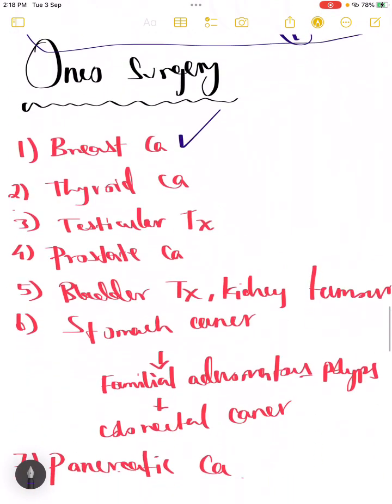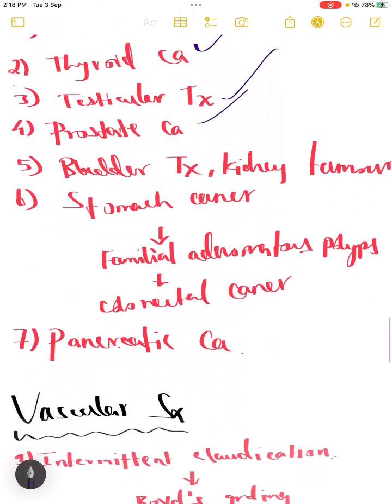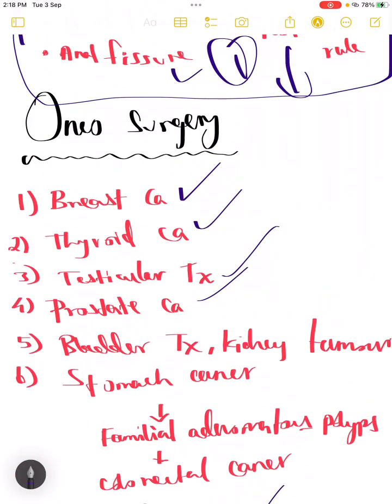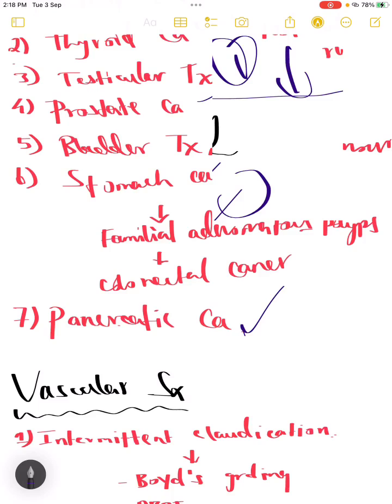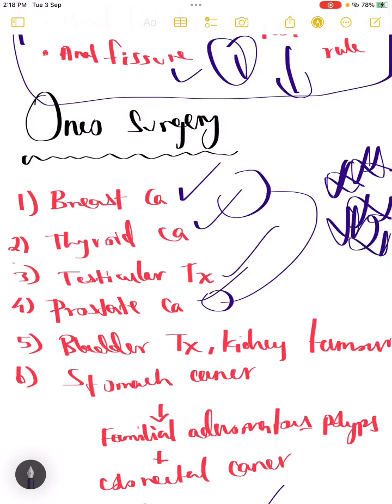Then onco surgery. Onco surgery has five topics that are very important: breast, thyroid, testicle, and prostate. Then pancreatic surgery. If you ask me which are more important from onco, definitely these two and prostate. These three are very important. Don't lose a single word from these four topics.